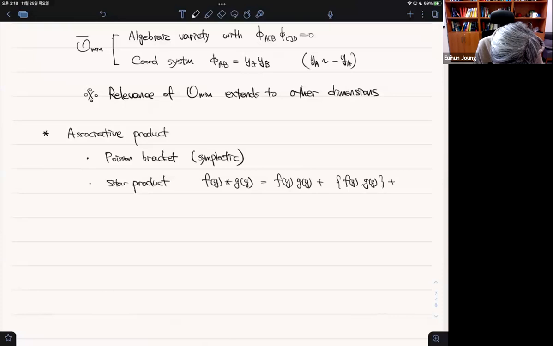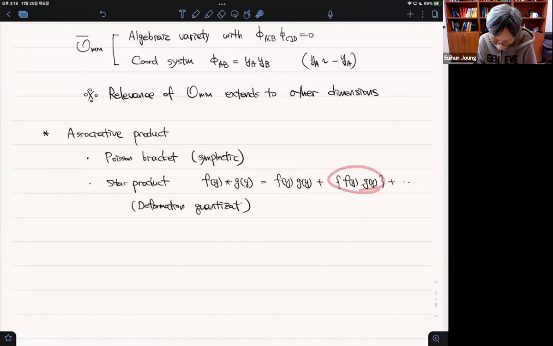So this program is what is called deformation quantization. When you have the data of a Poisson bracket, the question is whether you can extend the Poisson algebra, the space of functions endowed with the Poisson bracket, to an associative algebra which has this property. This is precisely the definition of the program of Poisson deformation quantization.